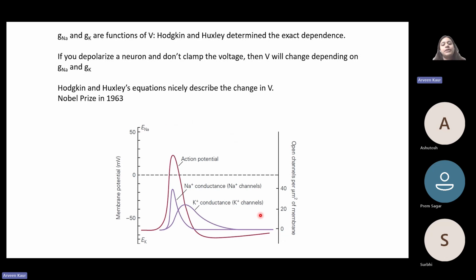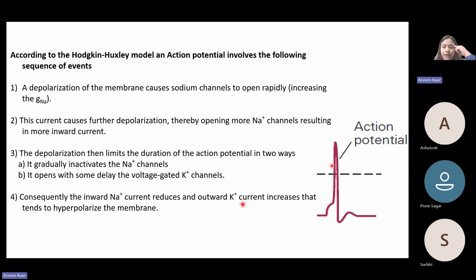So how does this happen? You can see that this action potential peak is very similar to the sodium conductance peak, right? Because sodium ion channels open very quickly. So according to the Hodgkin-Huxley model, an action potential involves the following sequence of events. A depolarization of the membrane causes sodium channels to open rapidly, which increases the conductance of sodium. This current causes further depolarization, thereby opening more sodium channels, resulting in more inward current.